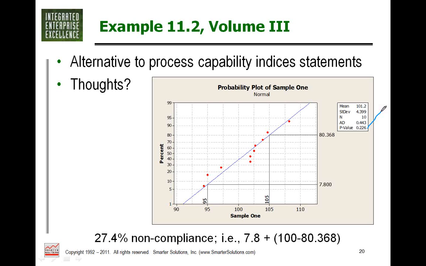But what I'm suggesting is that the probability plot is a way that we can actually report the capability of our process in easier to understand terms than the Cp and Cpk and Pp and Ppk values. Notice here we get a non-conformance rate of about 27%. So we're basically looking at the percentage of time that we're below the spec and also the percentage of time where we are above the spec. That's how we get that number as shown in that equation there.